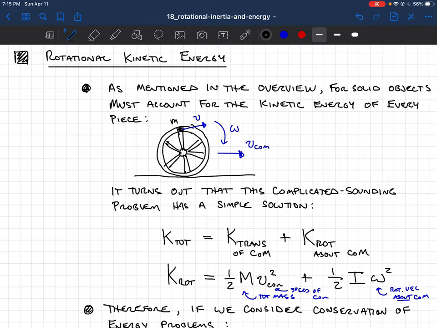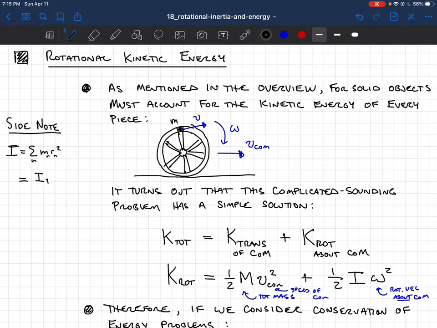Let's just make a little side note here about the wagon wheel once we're talking about it. Because of the way the moment of inertia equation is set up, I is equal to the sum of m r squared for all the little tiny m's and r's in there.